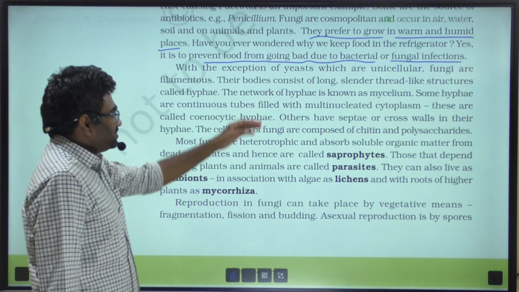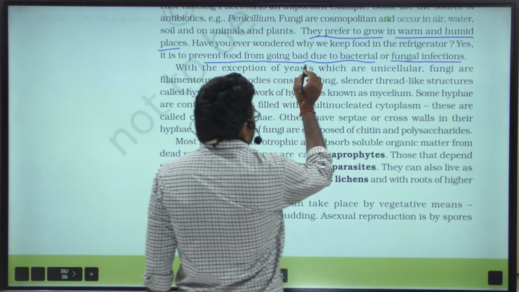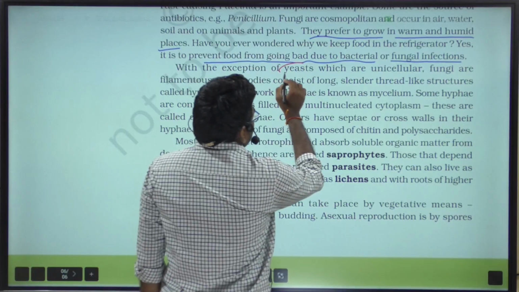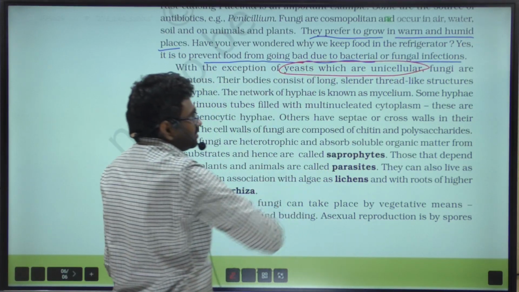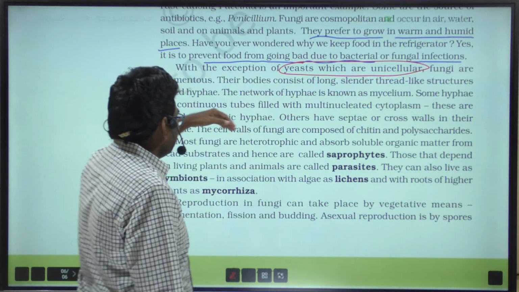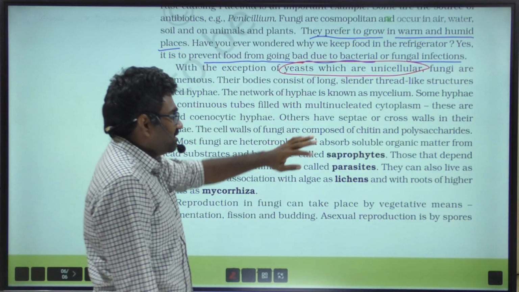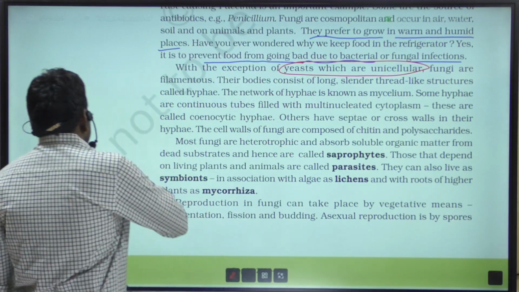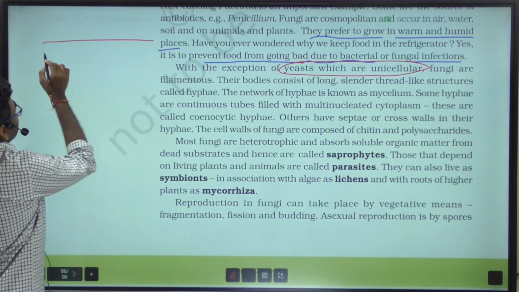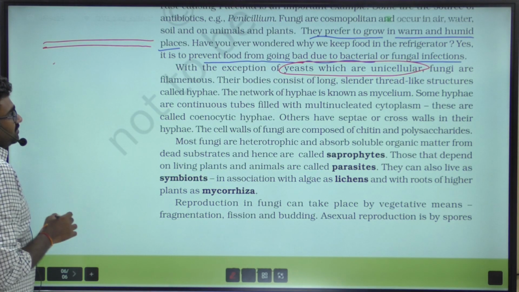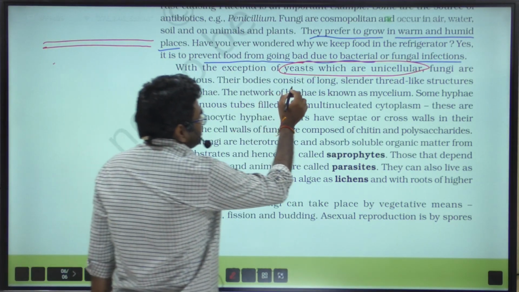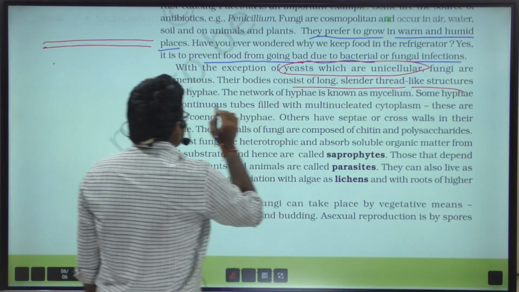Okay, so with the exception of yeast, which are unicellular, very important, the remaining fungi are multicellular. Fungi are filamentous, and their body consists of long, slender, thread-like structures, which also look like tube-like structures, called hyphae.